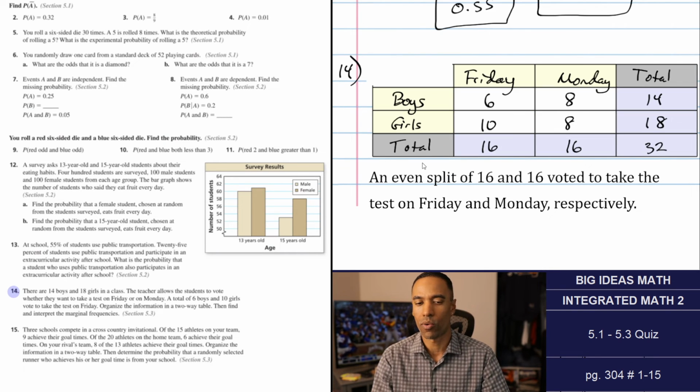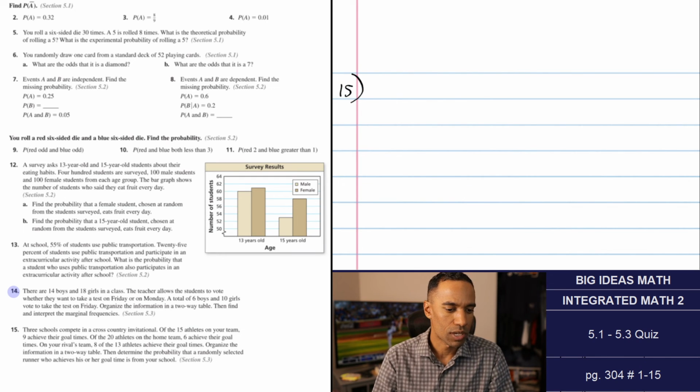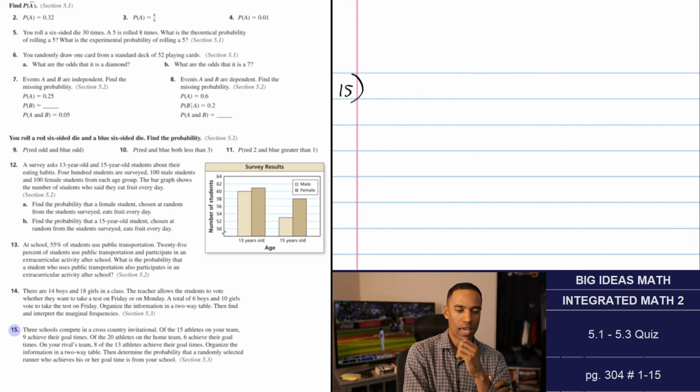All right, let's do one more question here, number 15. Three schools compete in a cross-country invitational. Of the 15 athletes on your team, 9 achieved their goal times. Of the 20 athletes on the home team, 6 achieved their goal times. On your rival's team, 8 of the 13 achieved their goal times. Organize in a two-way table.